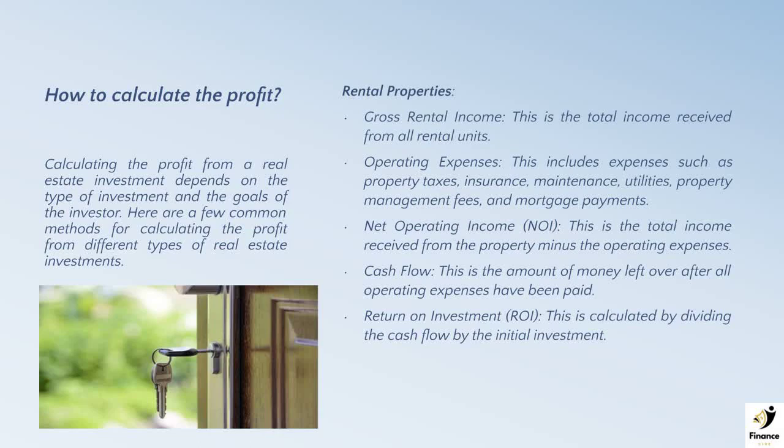Net operating income (NOI) is another metric, which is calculated by subtracting the total operating expenses from the gross rental income. And cash flow, which is the amount of money left over after all operating expenses have been paid, can also be used to determine the profit from a rental property. Finally, return on investment (ROI) is another metric used to calculate the profit from a rental property, which is calculated by dividing the cash flow by the initial investment.